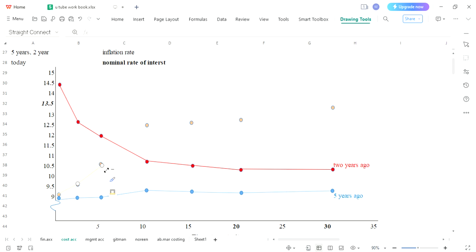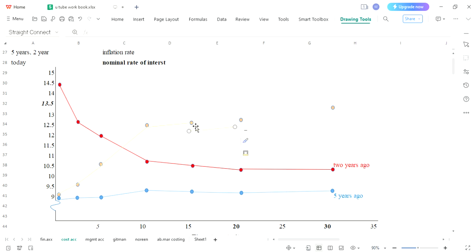Second line completed. Let's join from the 5th year. This is the point where you have your 5th year, and the next point is for 10 years. After it we will join the rates of 10 years and 15 years.